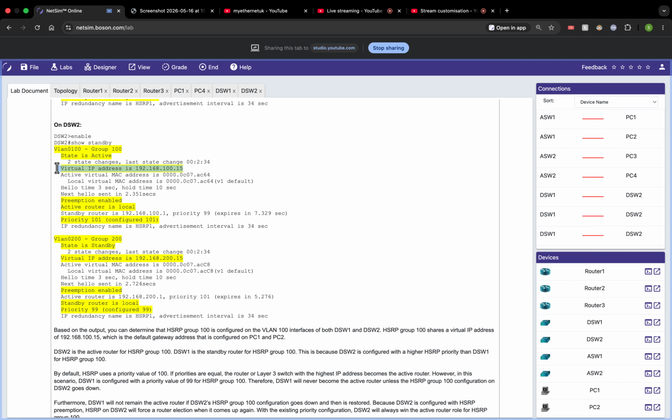Yeah, virtual IP there, 100.15. It's the default gateway address that is configured on PC1 and PC2. So we run show standby on DSW2. We can see that virtual IP is the one that PC1 and PC2 are pointing to.